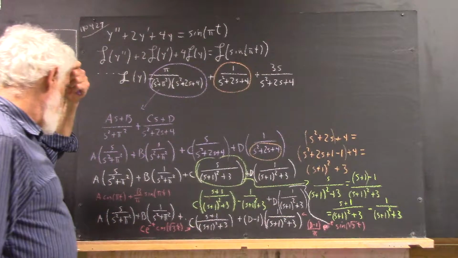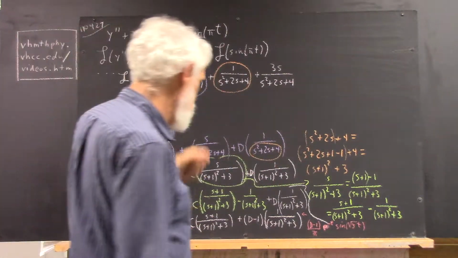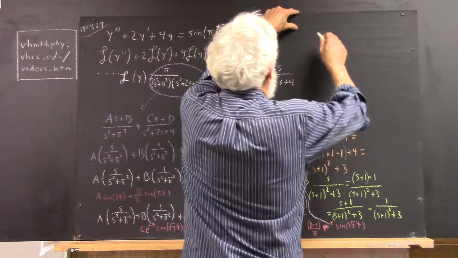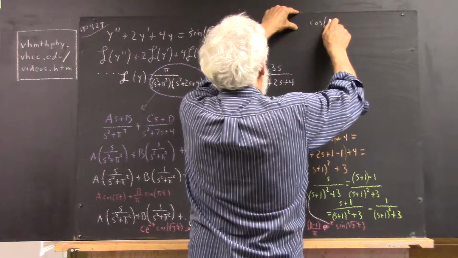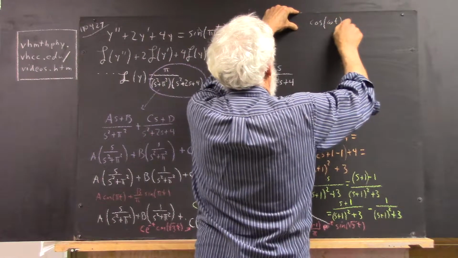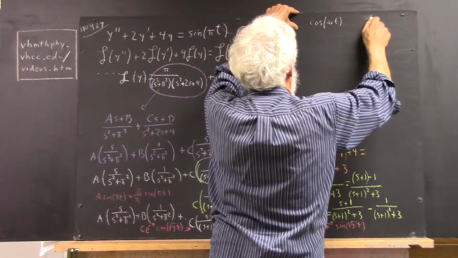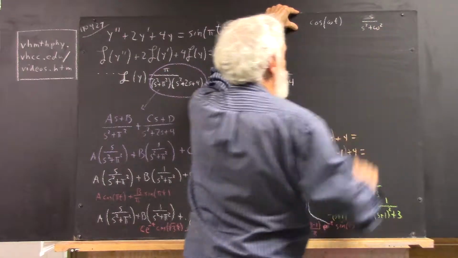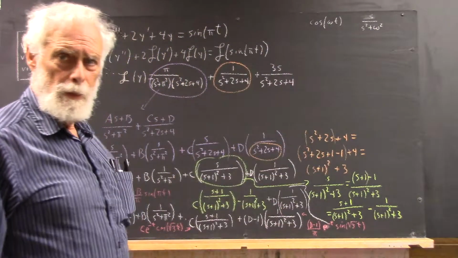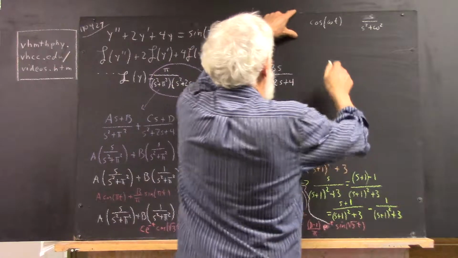Okay, the inverse Laplace transform of S over S squared plus pi squared. Well, you have the Laplace transform of cosine of omega t, S over S squared plus omega squared. I probably ought to walk over to the table and check that, but I'm going to go on faith for a minute.